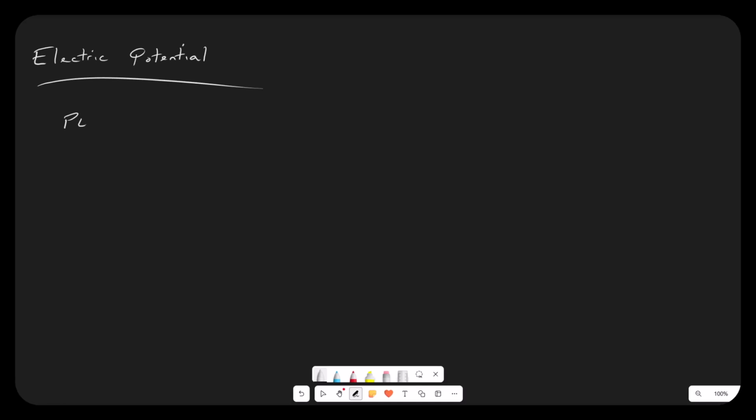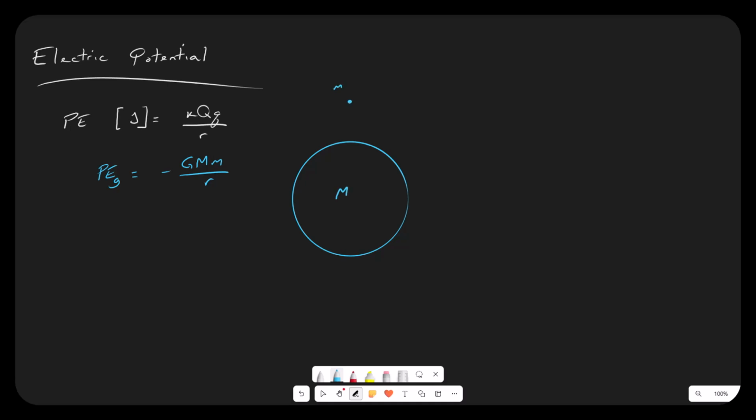We did potential energy. Potential energy has units of joules, and it had this formula that looked like kQq over r. I related this back to gravity, where I said, think of this kind of like GMm over r, but that one picked up a minus sign, right? And that was saying, we've got this planet that's sitting here, and at this location, I'm going to put some kind of a mass, and that's going to have its own potential energy because of where it is from the center of that planet.